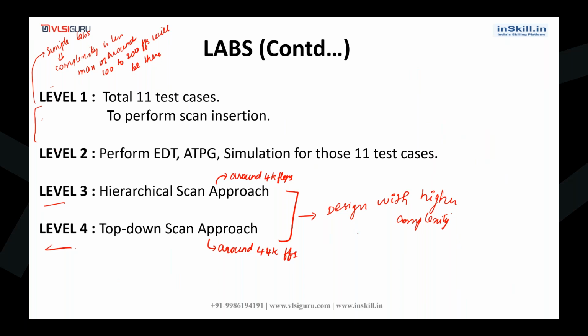This will be the project work in your resume. You can mention level 3 and level 4 projects as your project work for this course in your resume. They are designs with higher complexity. Level 3 projects have around 4K flops, and level 4 projects have around 44K flops.